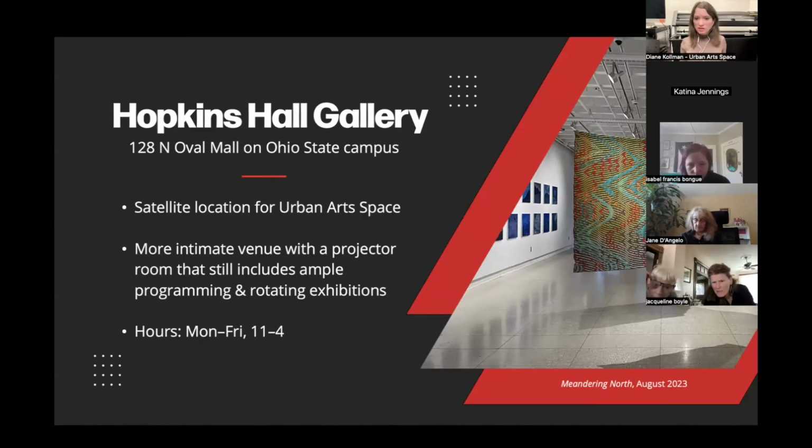And then the other space that's on campus is Hopkins Hall Gallery. This is our satellite location. It's on the oval, the big green space, and it's pretty close to the Wexner Center for the Arts. Hopkins Hall is the Department of Art building at Ohio State. It's a more intimate venue, but it's still pretty big. We can also put movable walls in that space. So it's a very large open space, but there are ways to modify it.